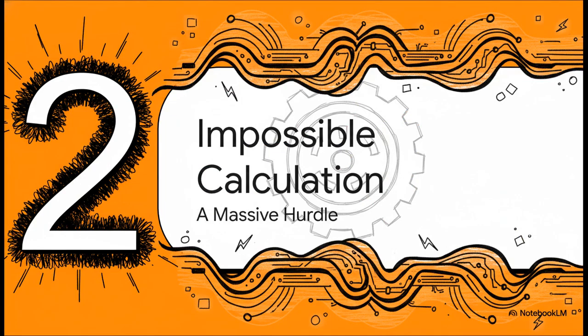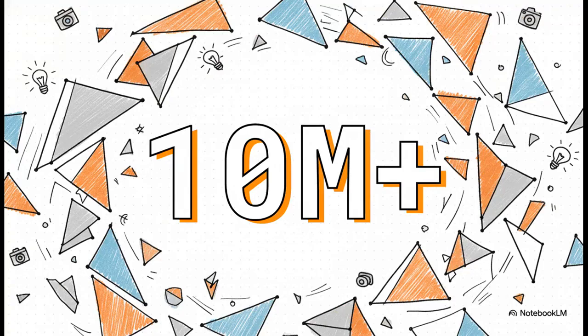Yeah, but here's the catch. This quest for perfect realism runs smack into a huge wall. Let's call it the impossible calculation. Because, as you can probably guess, trying to simulate actual reality takes an absolutely insane amount of computing power. And just to give you a sense of the scale we're talking about, look at this number: 10 million.